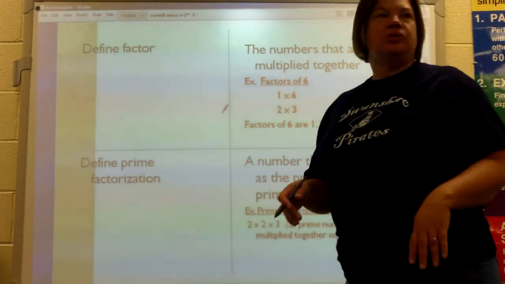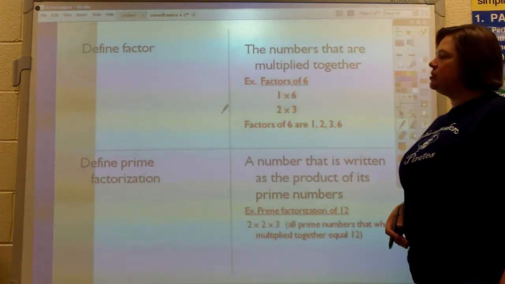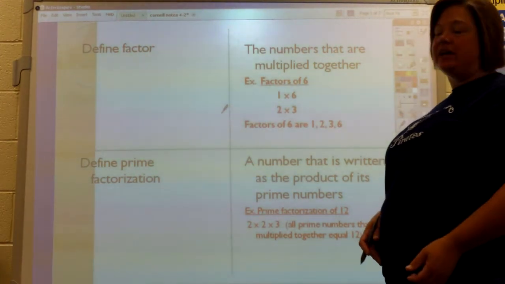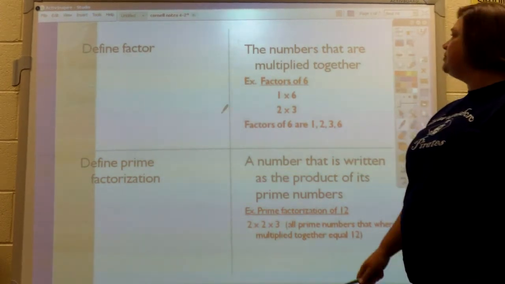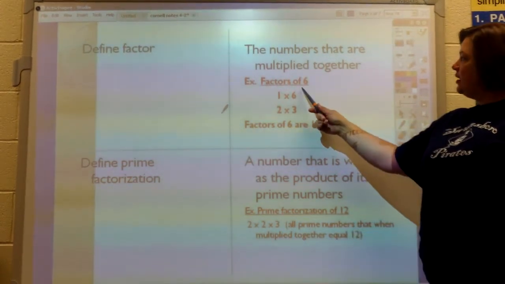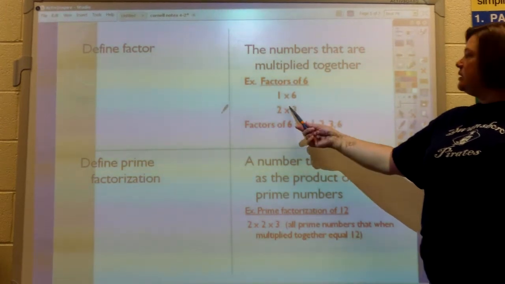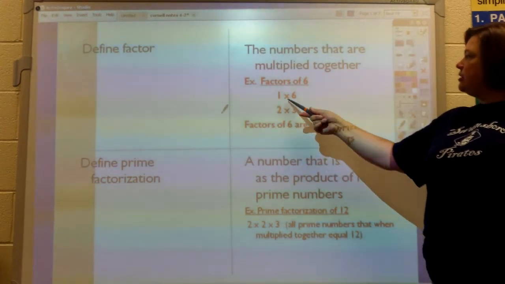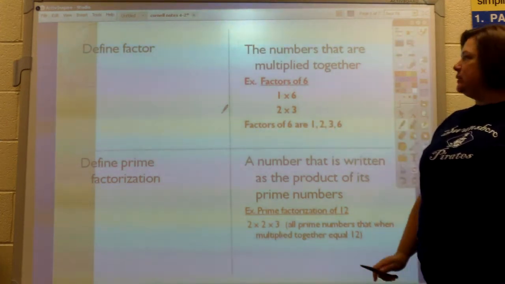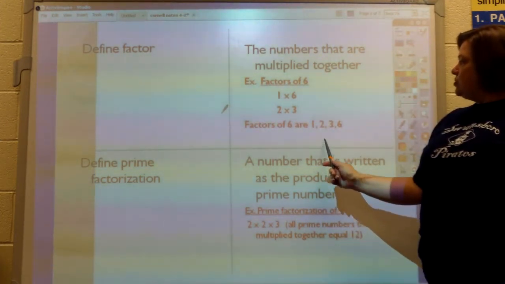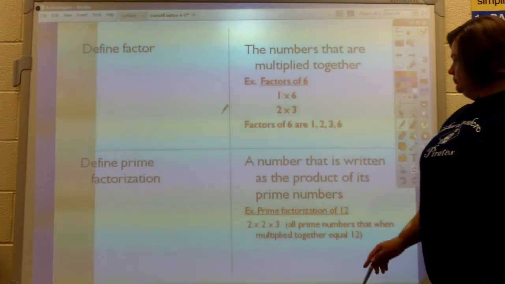Hi, today we're going to look at Chapter 4, Lesson 2, which is talking about prime factorization and factors. Our definition of factor is the numbers that can be multiplied together. So what are the factors of 6? 1 times 6 and 2 times 3 are the multiplication problems that will give you an answer of 6. So the factors are 1, 2, 3, and 6.